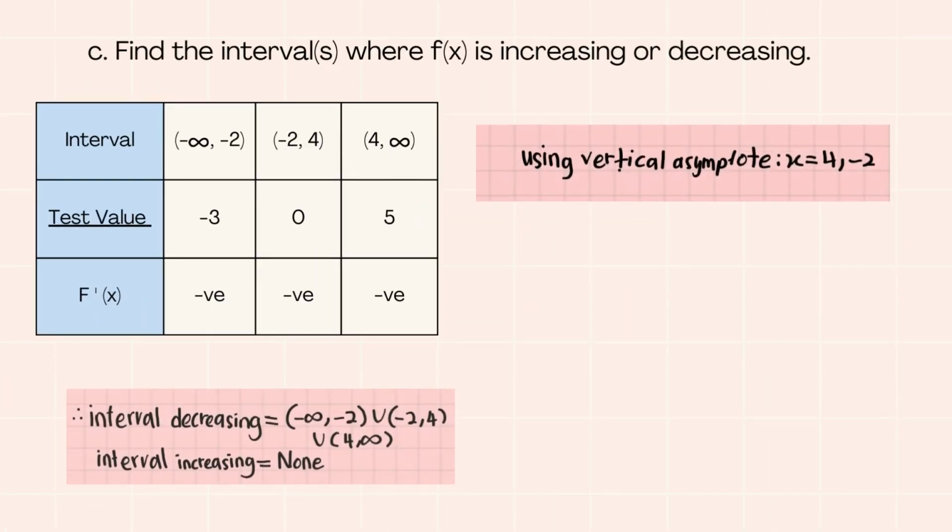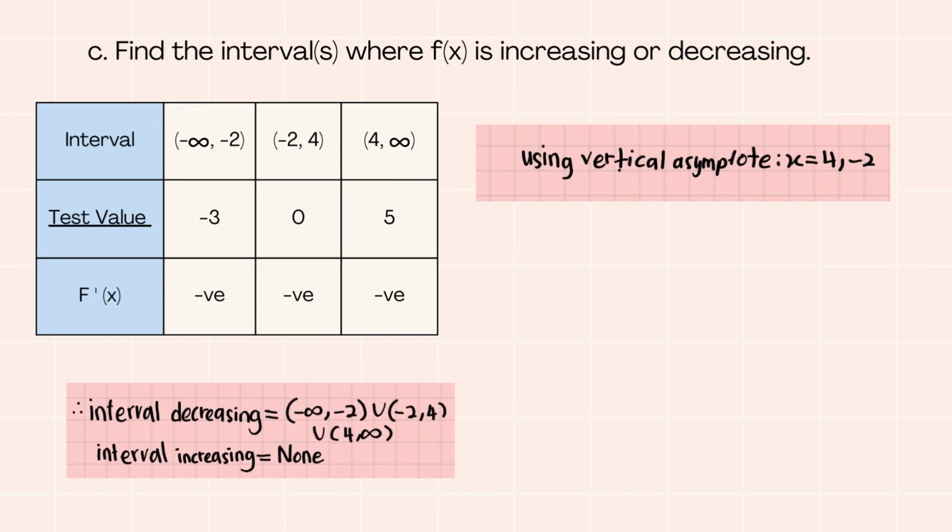Now, after we find f prime x, what we need to do is use a table for testing. So we have to make intervals using the vertical asymptotes that we found earlier, which are x equals 4 and x equals negative 2. So in this case we have three intervals: the first interval is negative infinity to negative 2, the second interval is negative 2 to 4, and the third interval is 4 to infinity. Then for each interval we need to use a test value which is in the range of the interval. For example, for negative infinity to negative 2, we use the test value of negative 3, and so on.